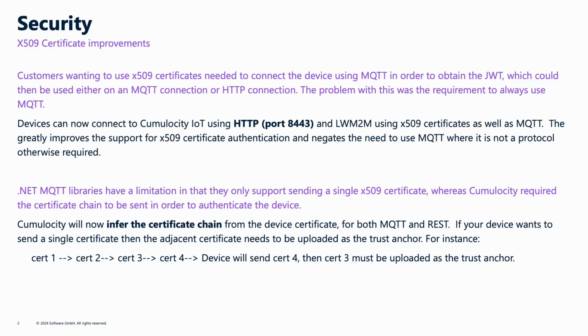Most of the work we've been doing in the past 3 months has been around security. So first off then, X509 certificate improvements. Up until now, the only way to obtain the token was using MQTT. So you'd have to connect using MQTT. We would actually check the certificate, and then you could use that token if you wanted to use another protocol.